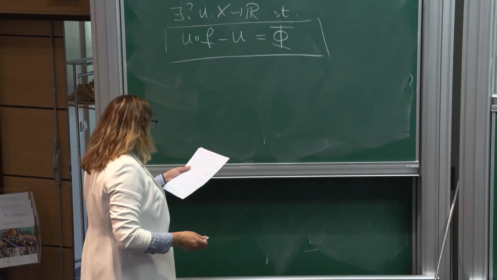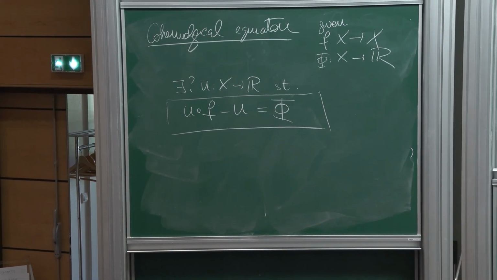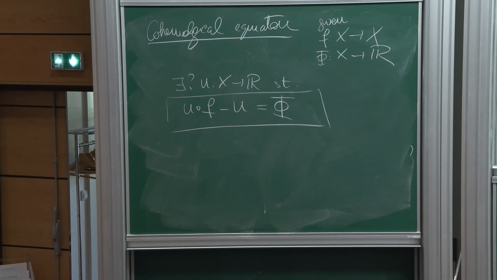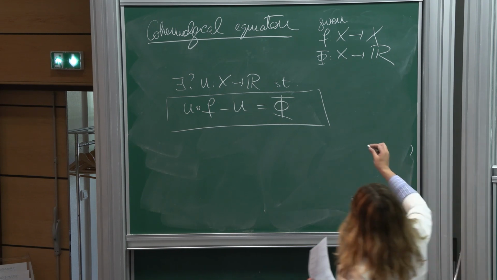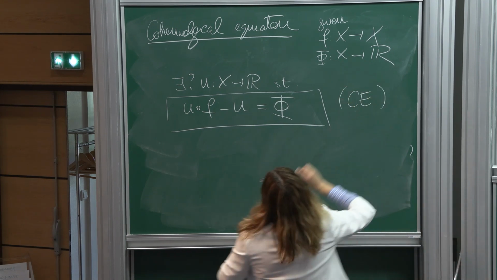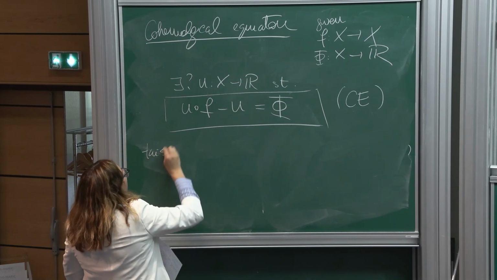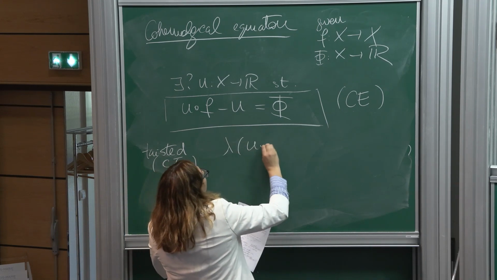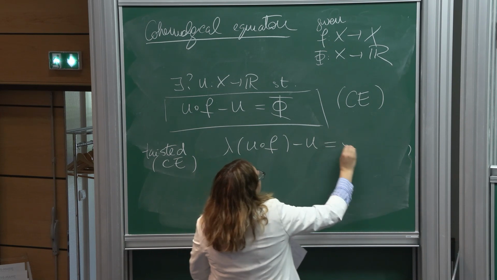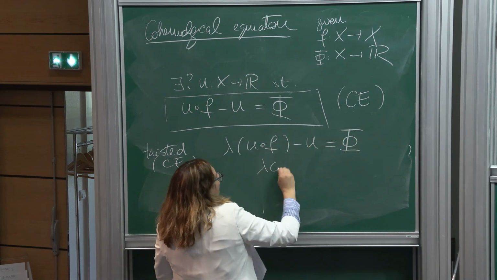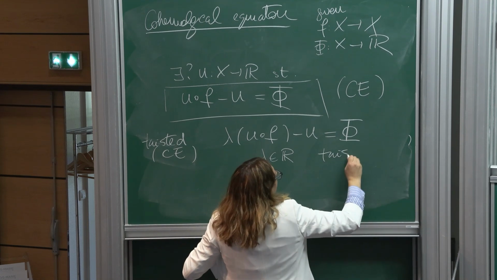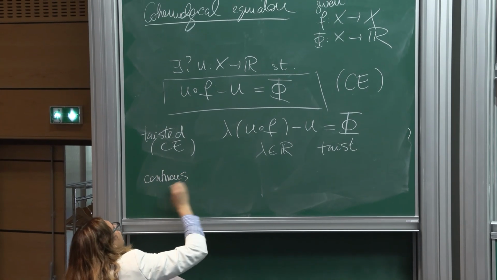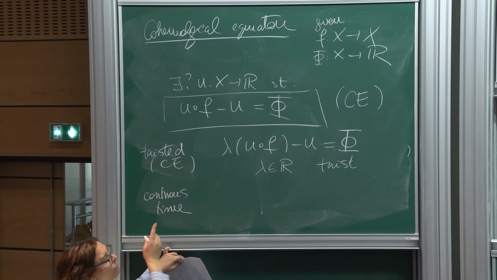And I want to say, just as a comment, this is one form of homological equation. This is the simplest discrete one, but then there is something called a twisted homological equation, where you also have a parameter like this: lambda u composed with f minus u is equal to phi, and lambda here is a real parameter, it's a twist. So this would be for lambda equal to 1, and then you have a continuous time version. So this is for a map.